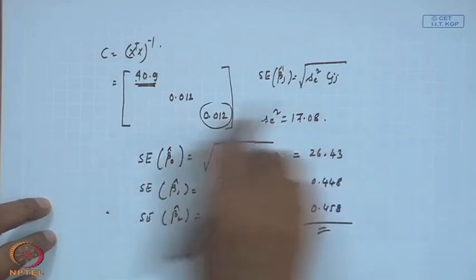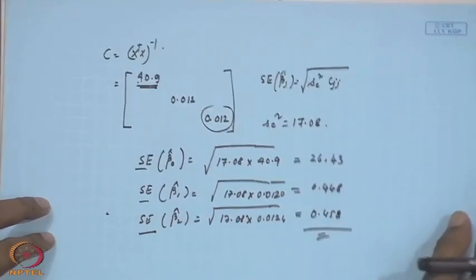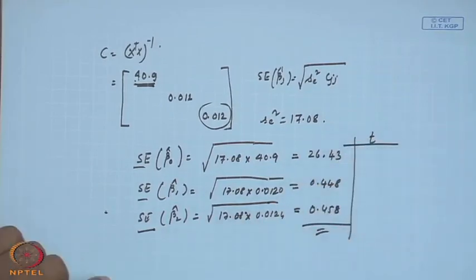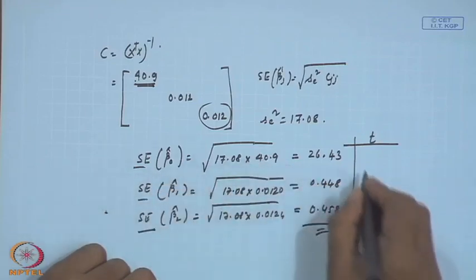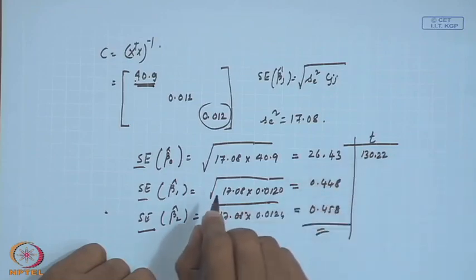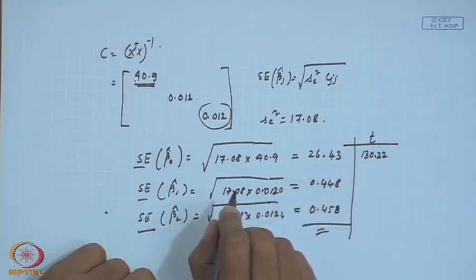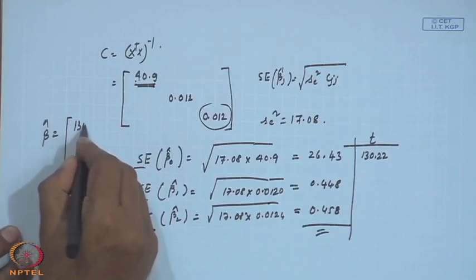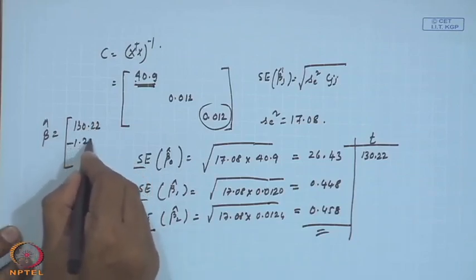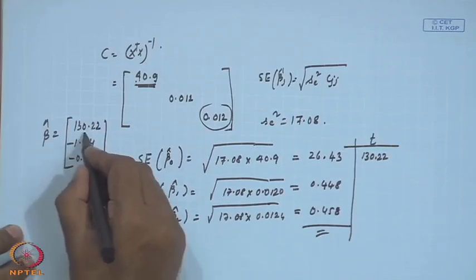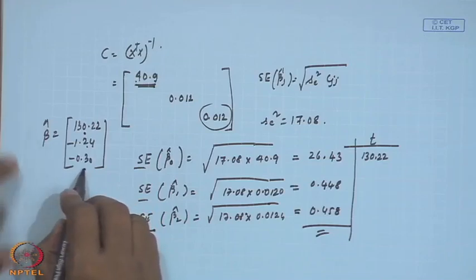Once you know these values, that sigma-cap squares are known, so what will be your t values? Corresponding t values, can you not find out? t values are the estimate divided by the standard error. The first estimate is 130.22. Okay, I think you can still remember this one: 130.22, minus 1.24, minus 0.30, that I have given you earlier. So, these are the beta 0, beta 1, beta 2 cap estimate values.